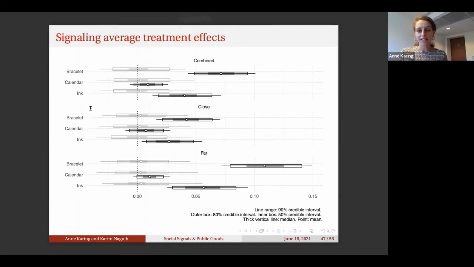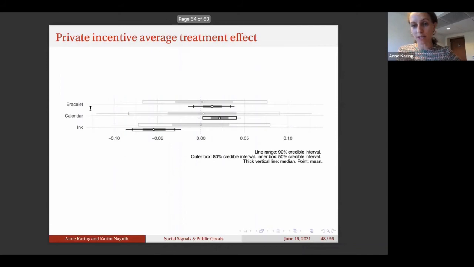And what we find is that actually the calendar, same as before, as you see, has very small treatment effects, however mild ones, even from signaling, since there was some visibility, as we've seen in the first and second order beliefs, even for calendars or control. But importantly, for ink and bracelet, and not significantly different here, they both had positive impacts when it comes to the signaling effects. And as you can see, again, at far communities, these are much larger.